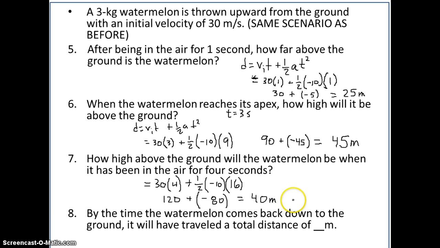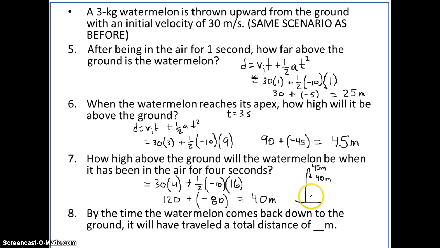So that means if you draw a picture, this watermelon goes up, takes 3 seconds, goes 45 meters, and in 4 seconds it's going to be 40 meters off the ground. At its highest point, it's 45 meters off the ground. It gets to its highest point in 3 seconds, so by 4 seconds it's on its way back down, and it's not going to be as high.